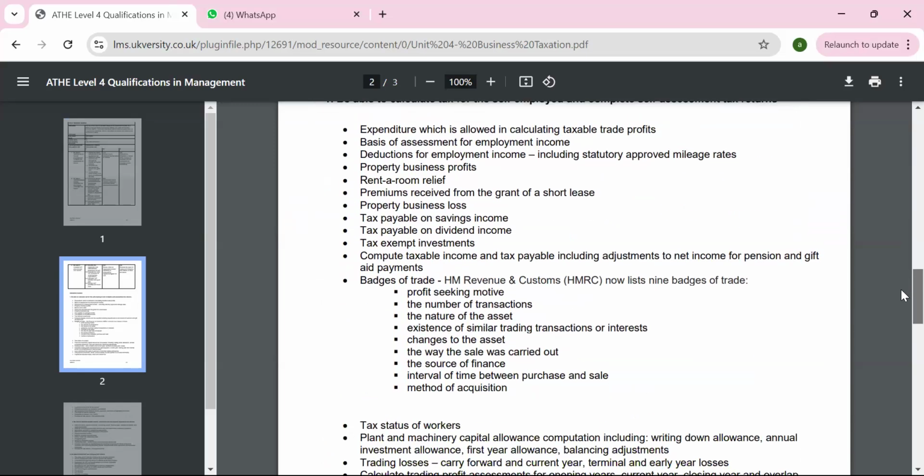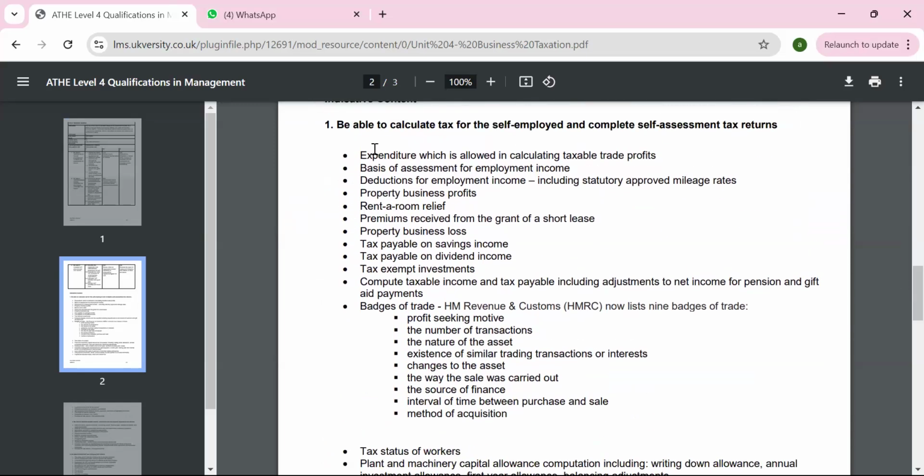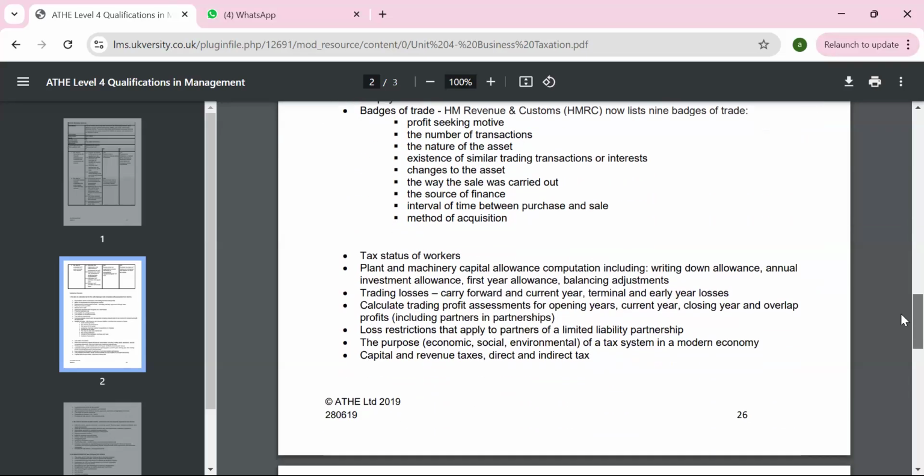This is the indicative content: expenditure that's allowed for tax purposes, trading profit, basis of the assessment of employment income, deduction, rent-a-room relief, and the premium. We'll go through the tax payable on the savings, dividend exempt, and the badges of trade, which will go through HMRC revenue, profit seeking motive, the number of transactions, assets, all will be in our discussion, the tax status.